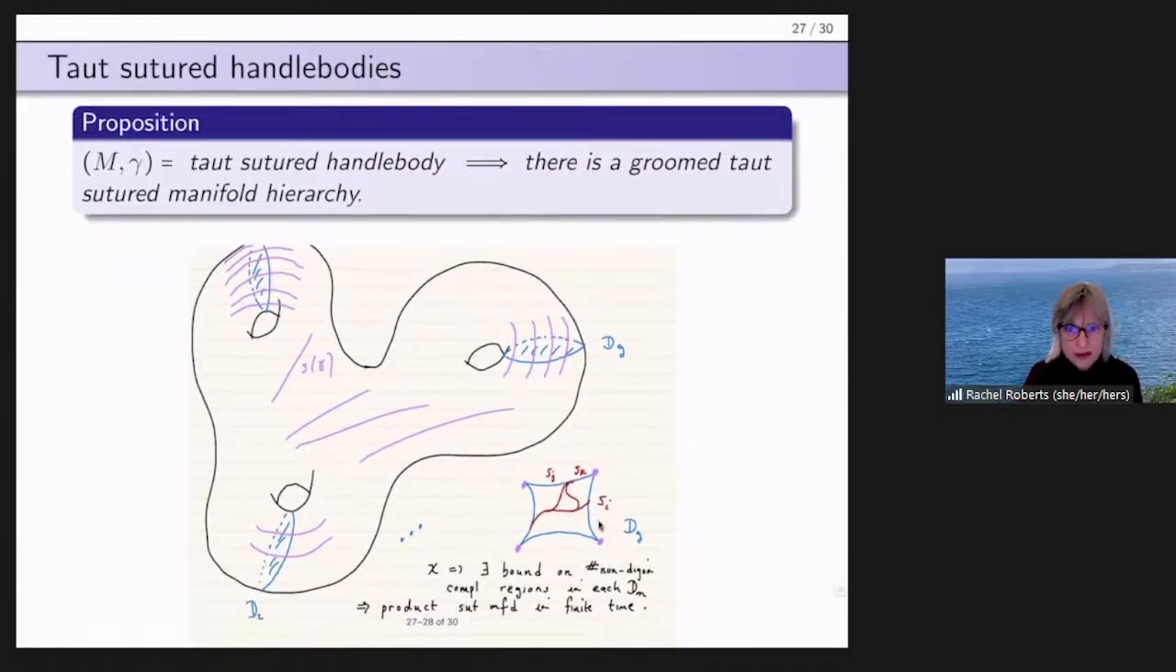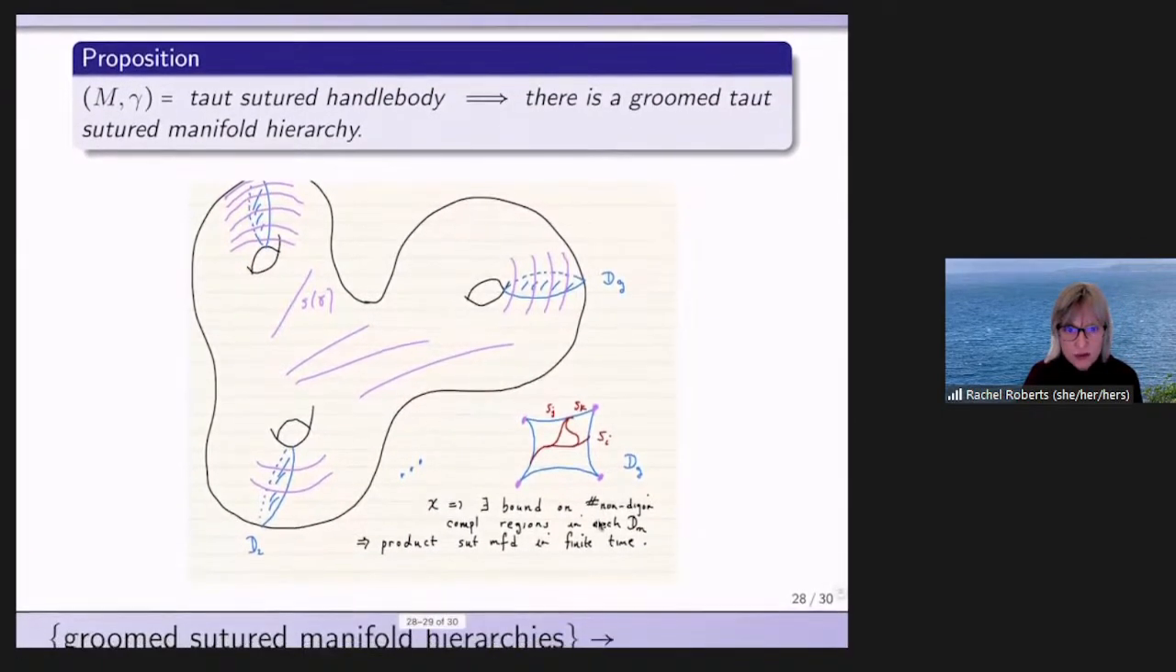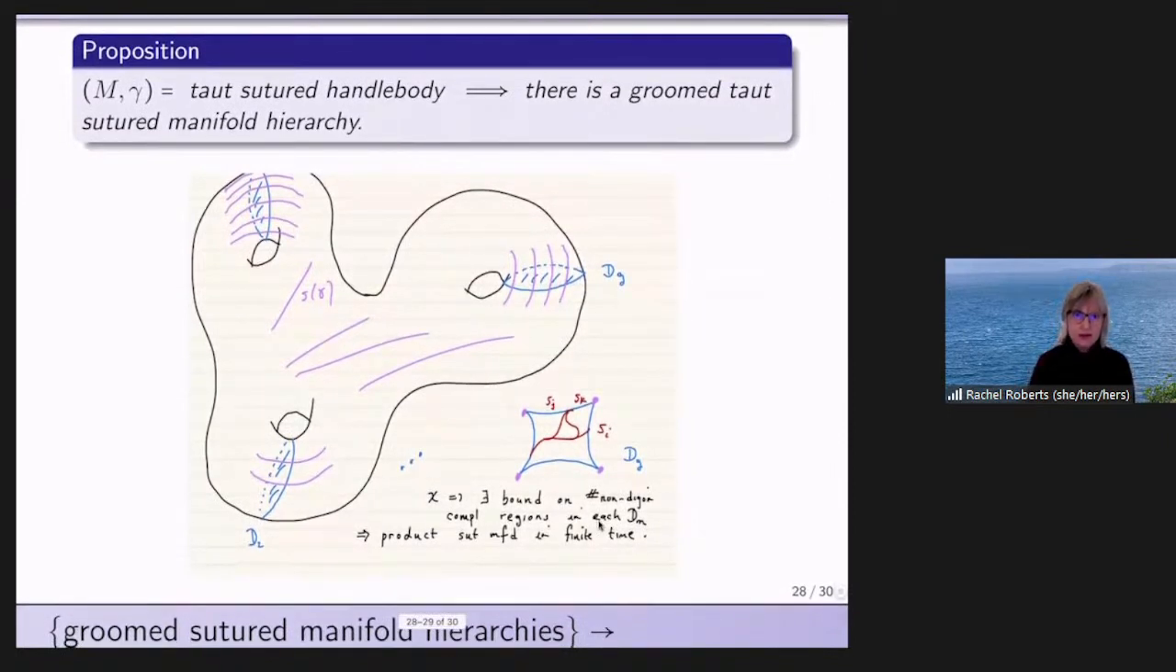So taut sutured handlebodies are easy to think about. The handlebody part is easy to think about. And here I've got some purple lines, which are just indicating there are sutures running around this handlebody. Just think about your favorite complicated collection of curves that separate the boundary of the handlebody, that surface, into R plus and R minus regions. And just choose some handlebody decomposition, so some collection of g disks that cut the handlebody into a 3-ball.